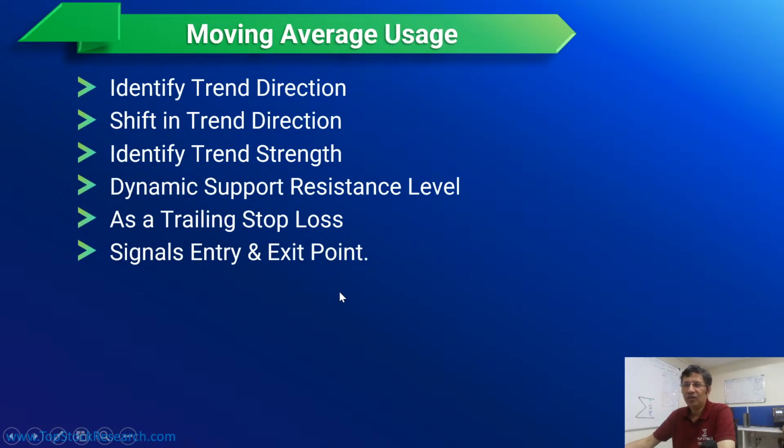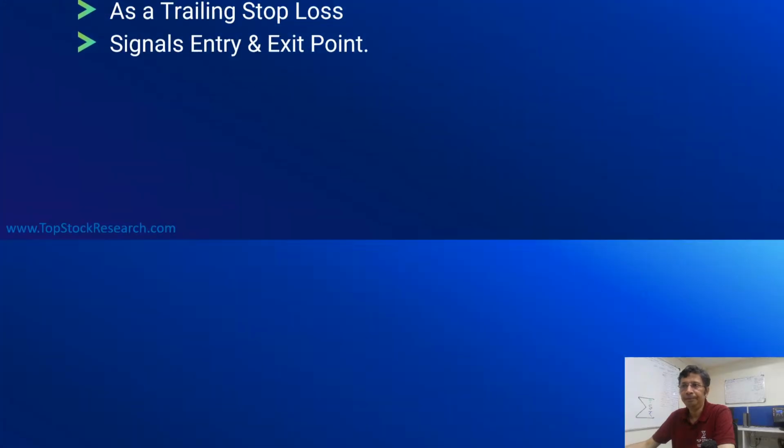Moving average usage, as we have briefly covered it, helps you to find the trend direction, shift in the trend direction, and identify the strength of the trend. It provides dynamic support and resistance to the price. It can be used as a trailing stop loss and as entry and exit points for your trade.